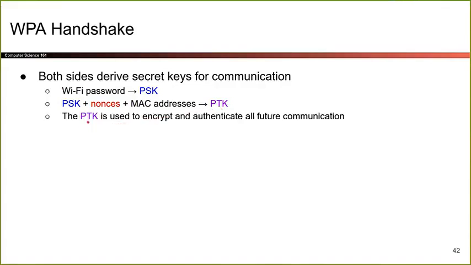Once I have the purple one, I can use it to encrypt and authenticate all future communication. So this is the actual key that I'm going to use to send messages on the Wi-Fi network. If I ever want to send a message to the Wi-Fi network, I will encrypt it with the PTK and send it to the access point.